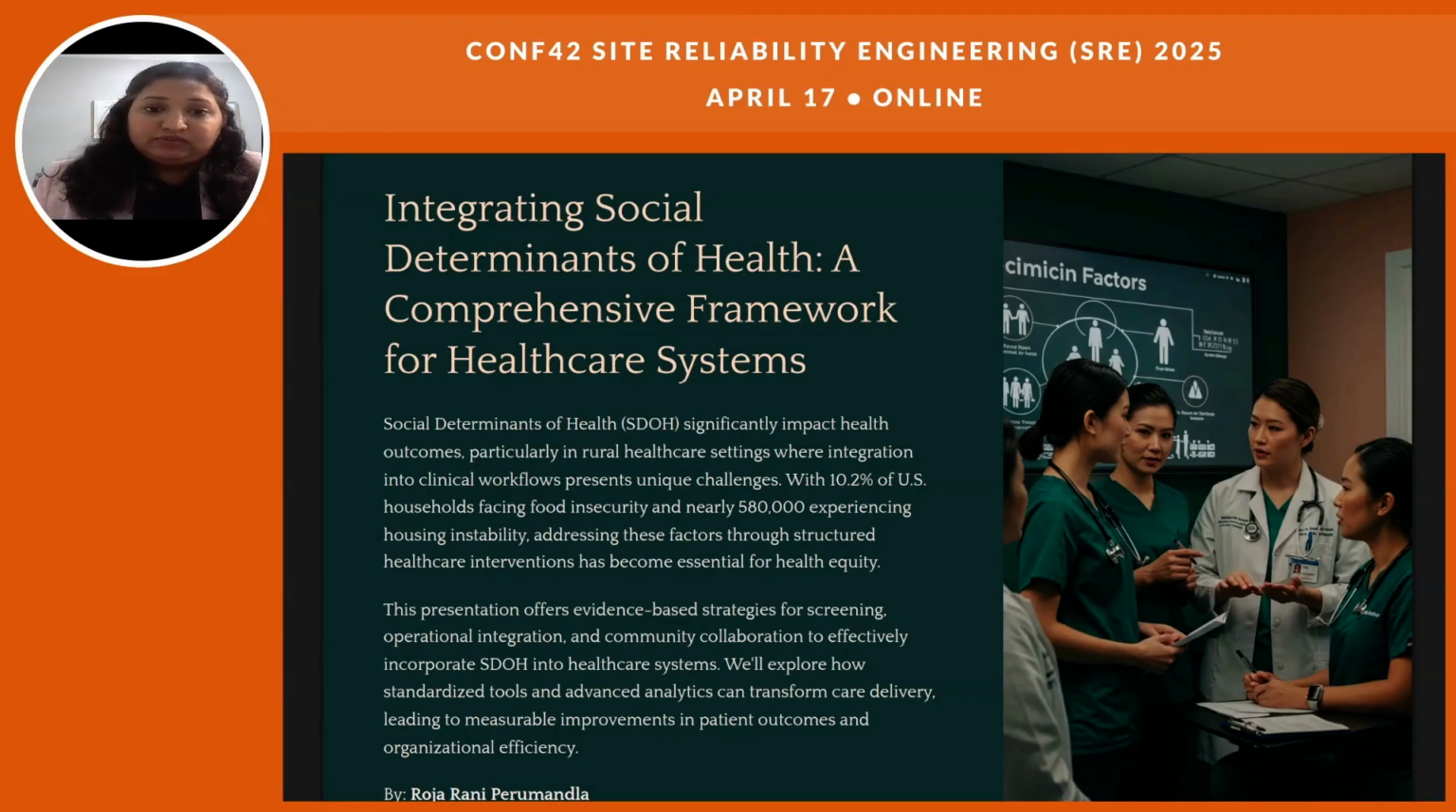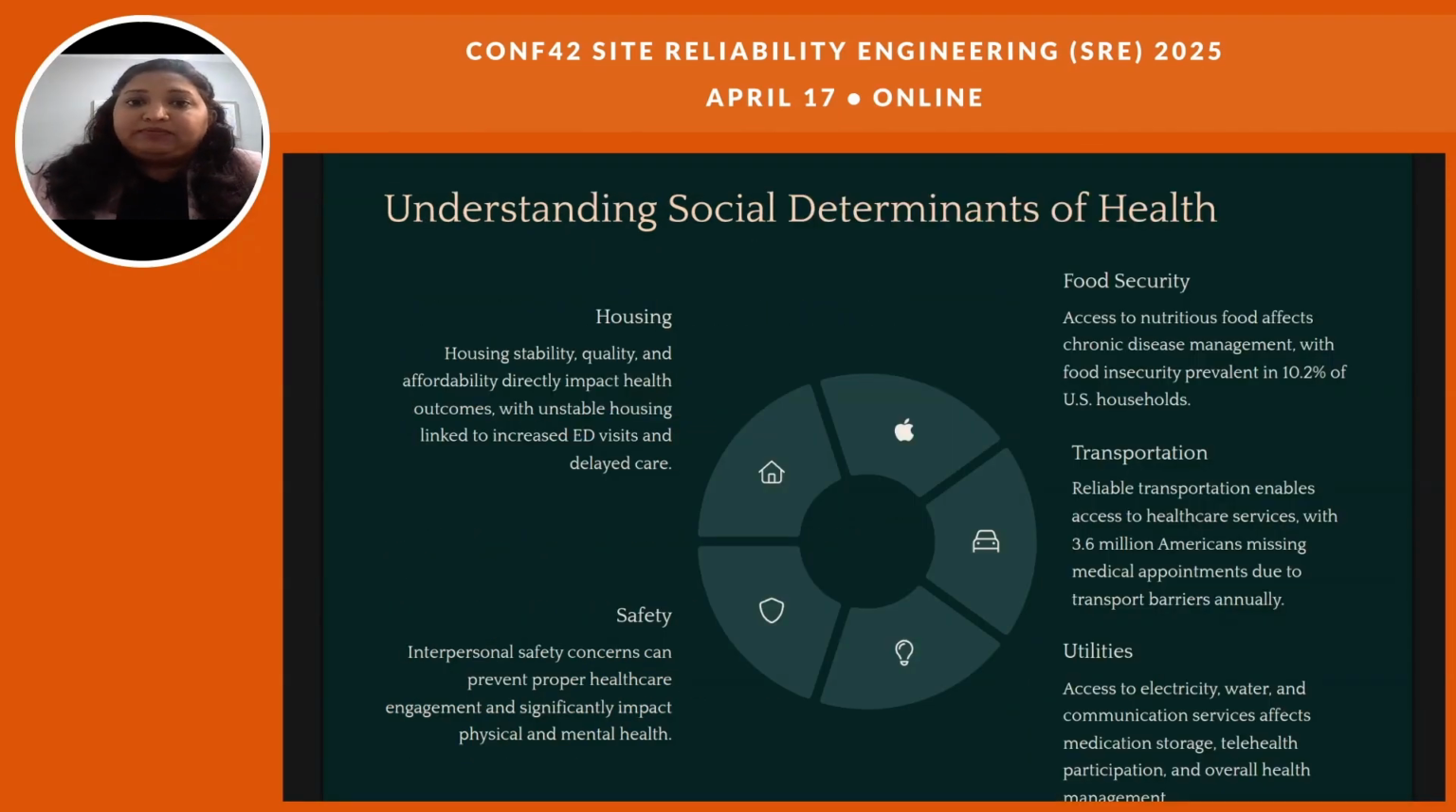Addressing these SDOH factors through structured healthcare interventions is crucial for health equity. This presentation offers evidence-based strategies for screening, operational integration, and community collaboration to effectively incorporate SDOH into healthcare systems. Let's explore how standard tools and advanced analytics can transform care delivery, leading to measurable improvements in patient outcomes and organizational efficiency. Let's look into what healthcare and SDOH factors are.